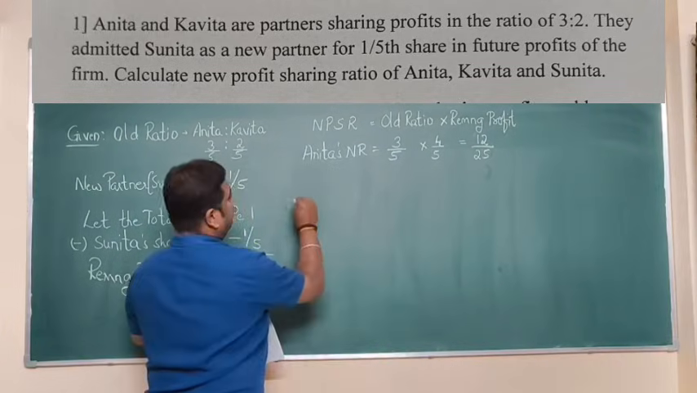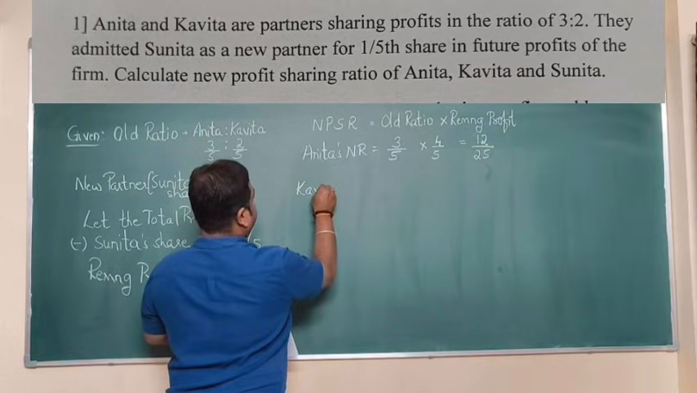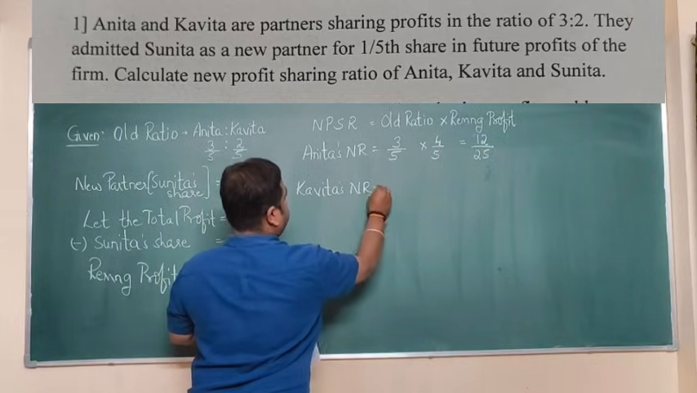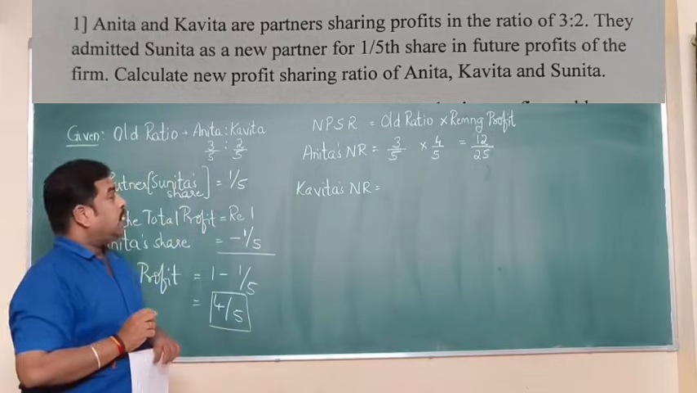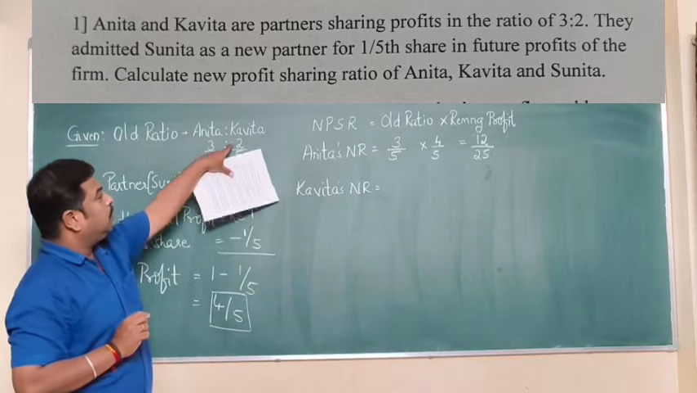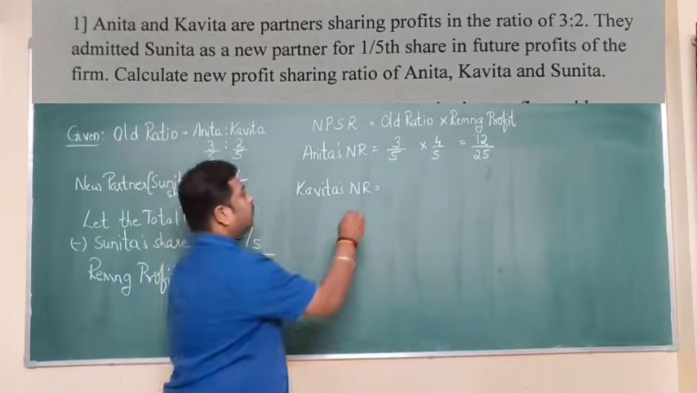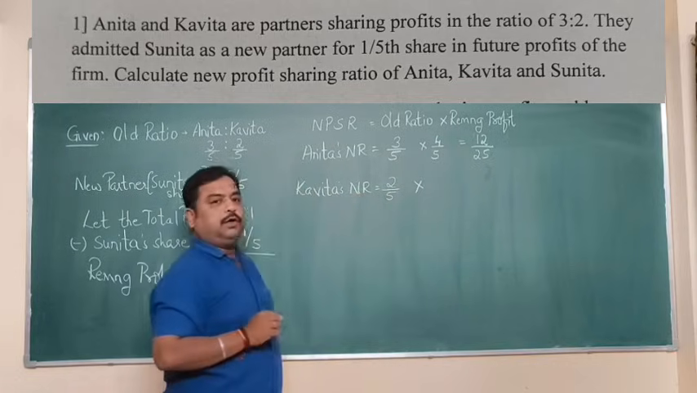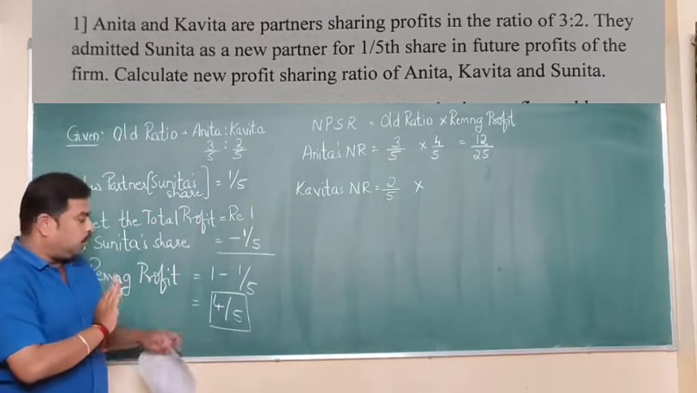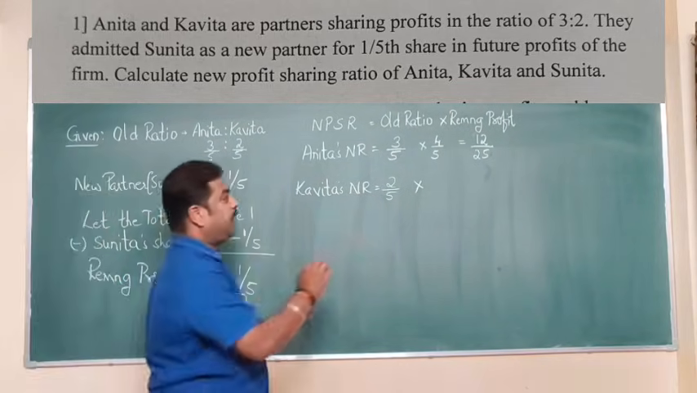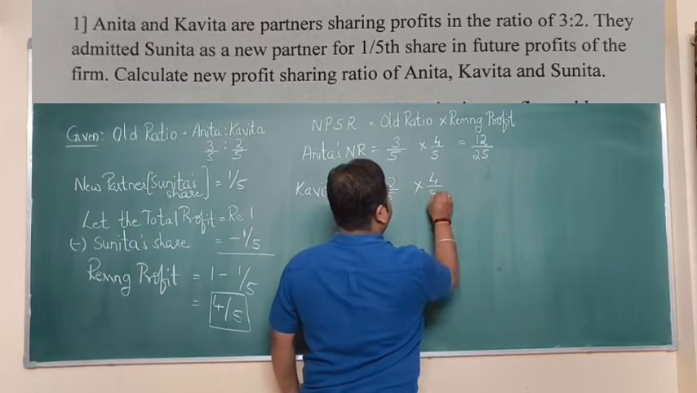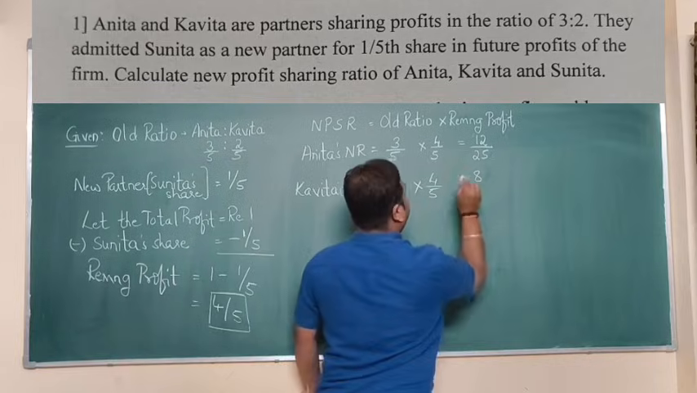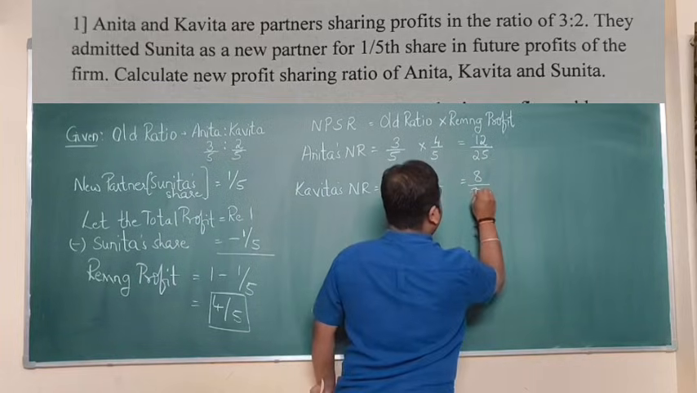Similarly, Kavita's new ratio is equal to, what is Kavita's old ratio? 2 by 5. So Kavita's old ratio is 2 by 5 into the remaining profit. What is the remaining profit? 4 by 5. It is 4 by 5. So 2 into 4, 2 4s are 8, 5 5s are 25.